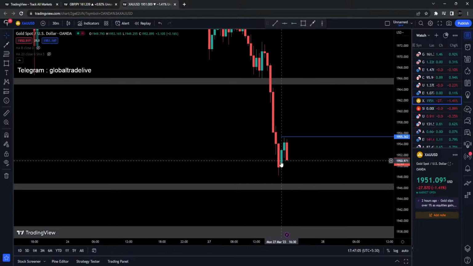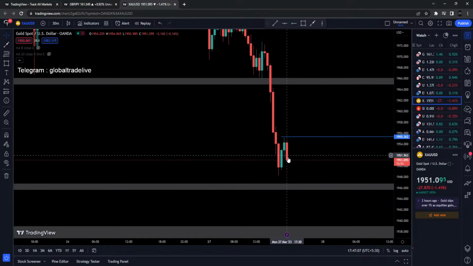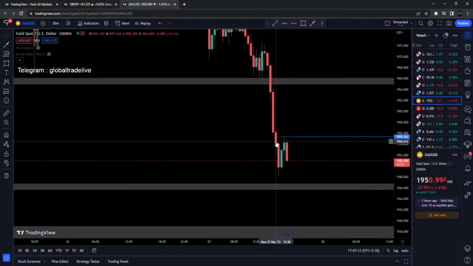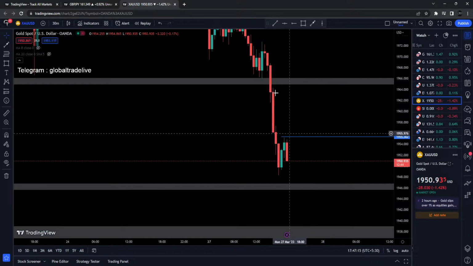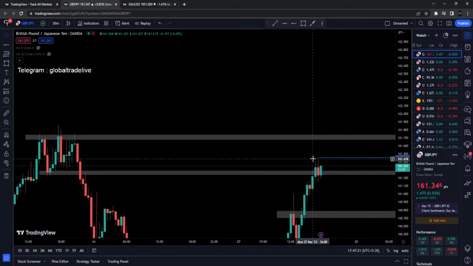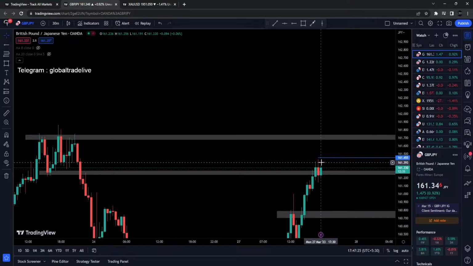But in case this gap was bigger, then trust me, I'm gonna take this trade, because once this candle broke the low of the previous one, that means it has created a resistance already. And look over here, GBP JPY, it's now acting exactly the same way I really expected it to act.